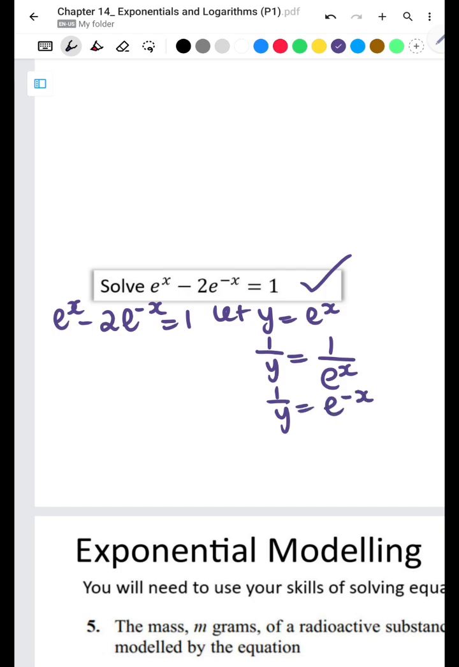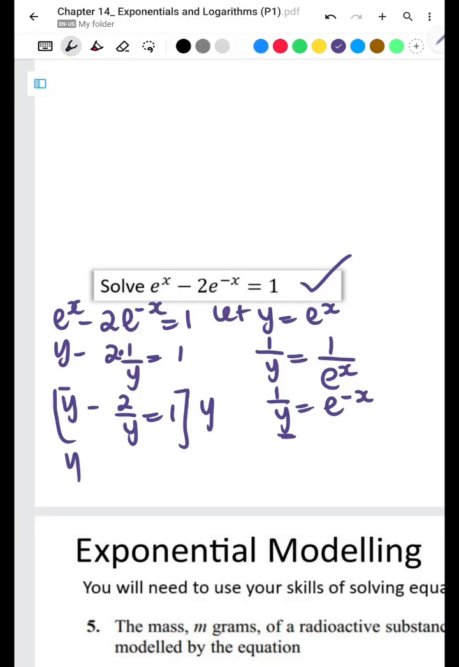So I can replace both values there. So e to the power of x is y, minus 2 multiplied by 1 over y is equal to 1. y minus 2 over y is equal to 1. This is a quadratic equation because I can multiply both sides by y. So that's y squared minus 2 is equal to y. So y squared minus y minus 2 is equal to 0.